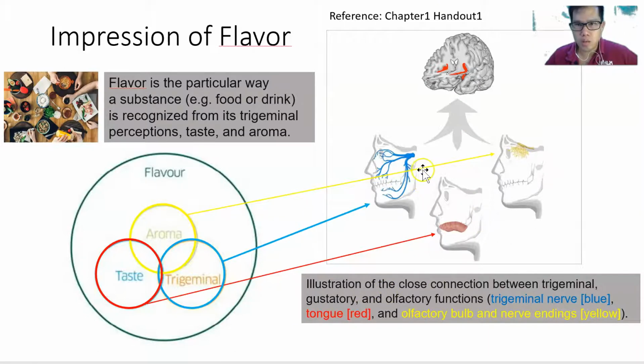This over here illustrates the trigeminal nerves, the blue one. That is the trigeminal perception you can receive from the food. Then you have taste, which is basically the tongue. And over here the yellow one, the hairy part on top, is what we call the olfactory bulb, or the nerve endings. The smell goes through the nostril, through these olfactory bulbs, and sends a signal to your brain to tell you the flavors.